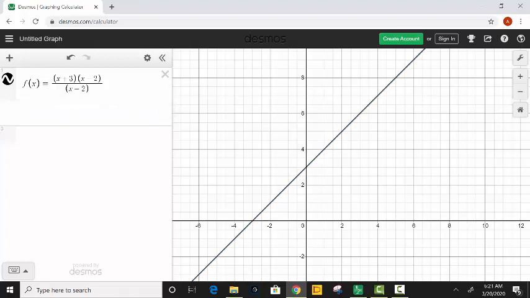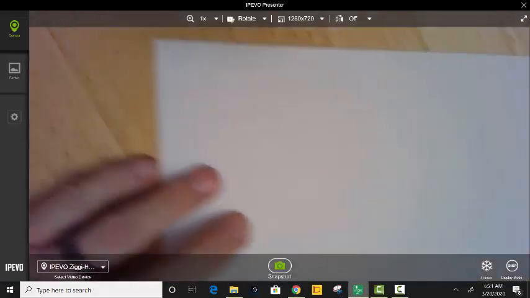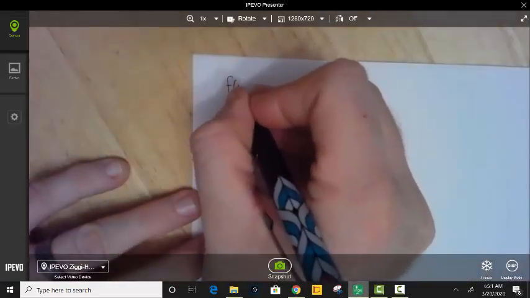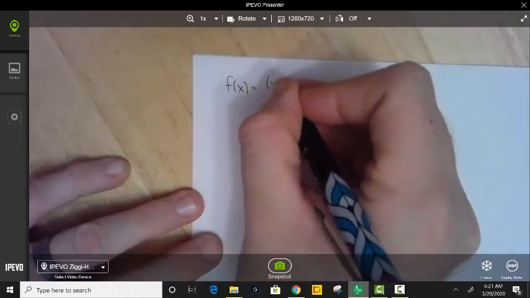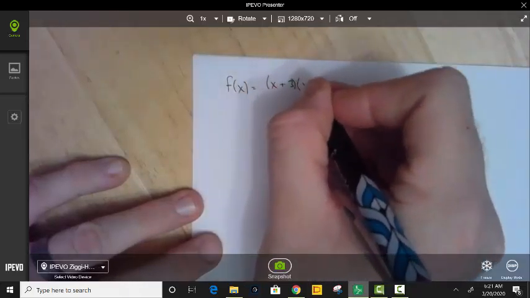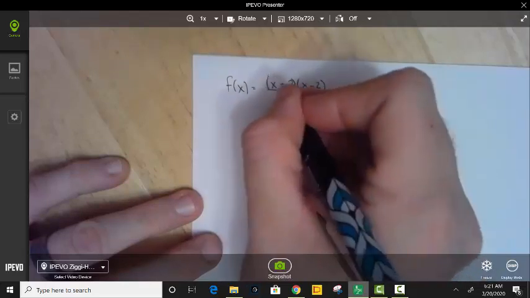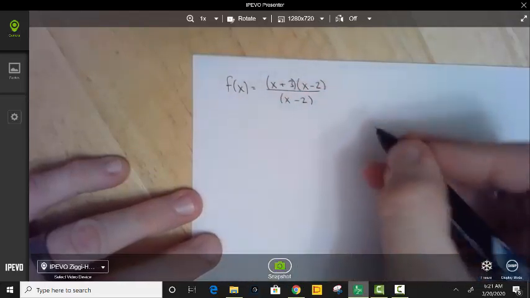So the question becomes, well, why is it that when the x minus 2 is on top? Because here's the dilemma. Let me jump back over to my paper real quick. So if I type in the function f of x equals (x plus 3)(x minus 2) over x minus 2.